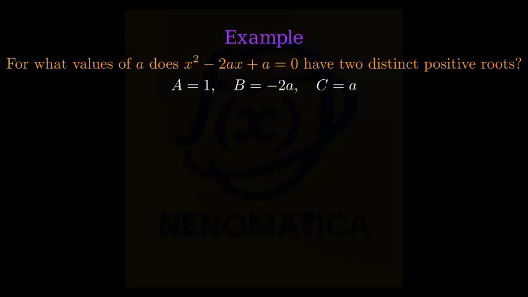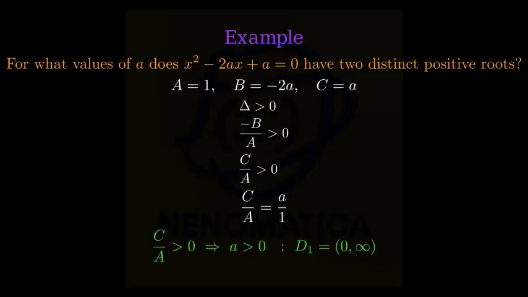To have two distinct positive roots, we need three conditions. First, the discriminant is positive. Second, the sum of the roots is positive. Third, the product of the roots is positive. Start with the product condition. The product of the roots is c over a, which here equals a over 1. For two positive roots, the product must be positive, so a is greater than 0. We will call this domain D1.